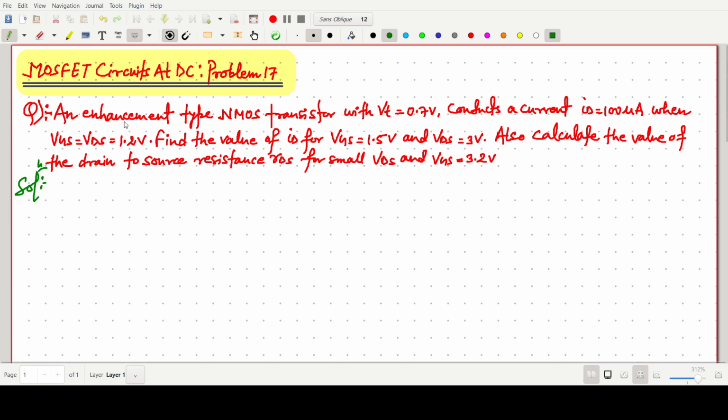So the question is: an enhancement type NMOS transistor with threshold voltage VT 0.7 volt conducts a drain current ID of 100 microampere when VGS equals VDS equals 1.2 volt. Find the value of the drain current ID for VGS 1.5 volt and VDS 3 volt. Also, calculate the value of drain to source resistance, that is our RDS, for a small value of VDS and VGS 3.2 volt. So first of all, we have to write the given things.